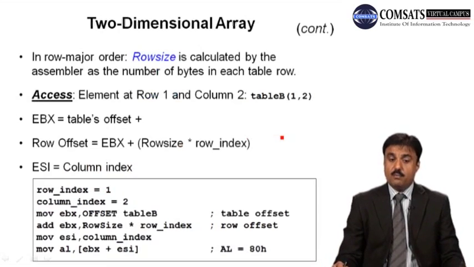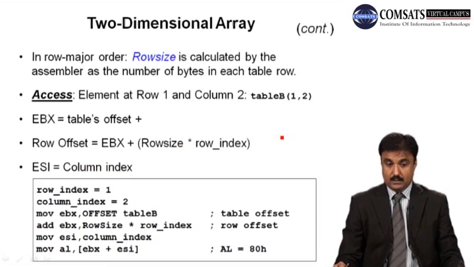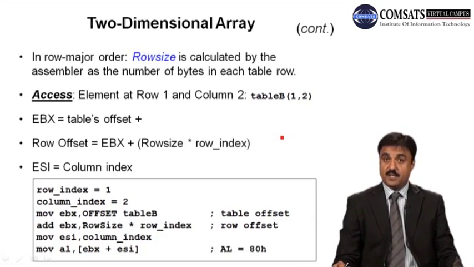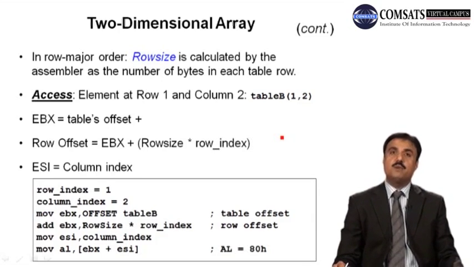So in a row major order, for example, the row size, as we know that we have defined row size, is calculated by the assembler as the number of bytes in each table row. So if we have a two-dimensional array with 5 elements of 1 byte each, the row size should be 5.